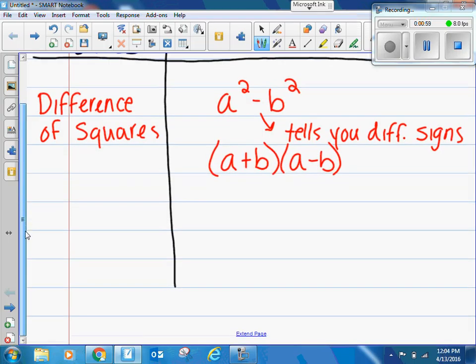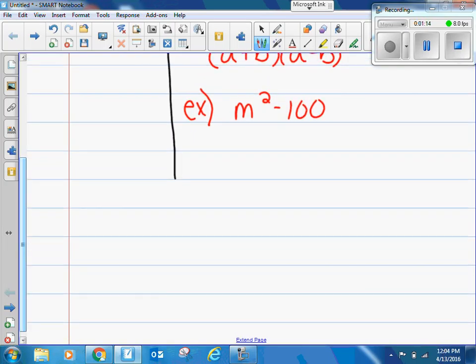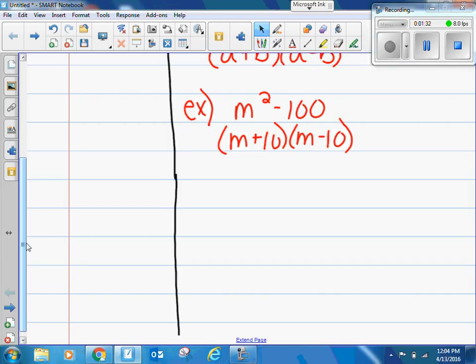So an example when you would have the difference of squares would be, let's say we have m squared minus 100. You could see that the first term is squared, m is squared, and that 100 is 10 squared. So we can factor that to m plus 10, m minus 10. And then you're done. You don't even have to do anything else. Just notice that you have two terms being squared, and then you could factor it using that pattern. The next two are not as easily recognized.